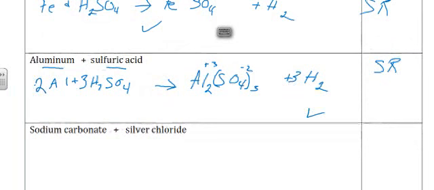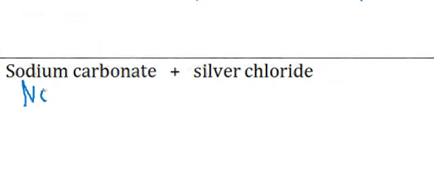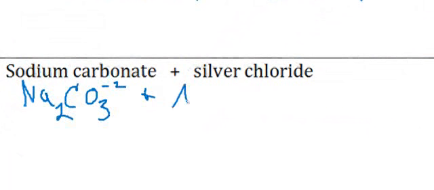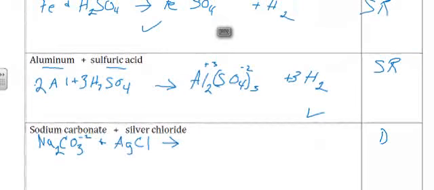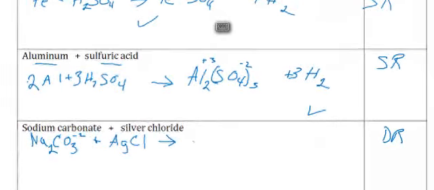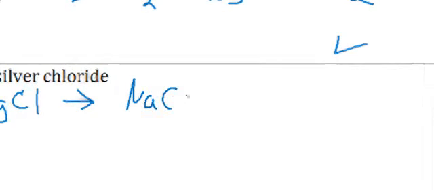Okay. Sodium carbonate. Carbonate's a -2, so I'm going to need 2 sodiums, plus silver chloride. Ag is a +1, Cl is a -1. Okay, when I do this, they're going to swap partners, so this is the double replacement. So I'm going to end up with sodium with the chlorine, and the silver, I got to show the positive ion first, right, with the carbonate.